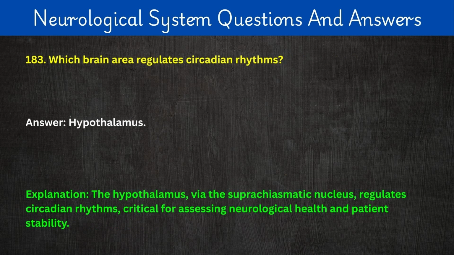183. Which brain area regulates circadian rhythms? Answer: hypothalamus. Explanation: the hypothalamus, via the suprachiasmatic nucleus, regulates circadian rhythms, critical for assessing neurological health and patient stability.